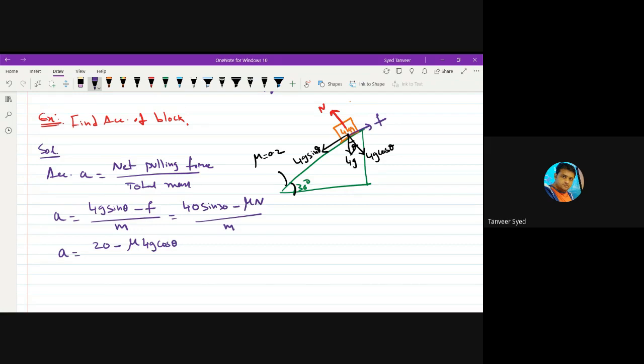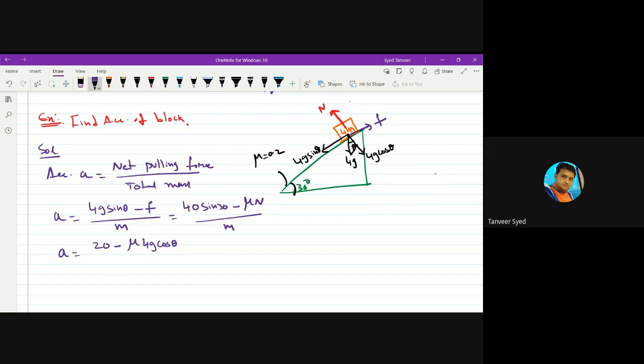Normal reaction is equal to 4g cos theta, because 4g cos theta is perpendicular to the incline, which is balancing the normal reaction. So you cannot write normal reaction equal to mg here. Normal reaction will be mg when the block is on a horizontal surface. Both will be the same if the block is on a horizontal surface, but this is on an incline. On an incline, only a component of weight will be acting perpendicular to the incline, not the total weight. So N is not equal to mg, it is equal to mg cos theta, or 4g cos theta here.